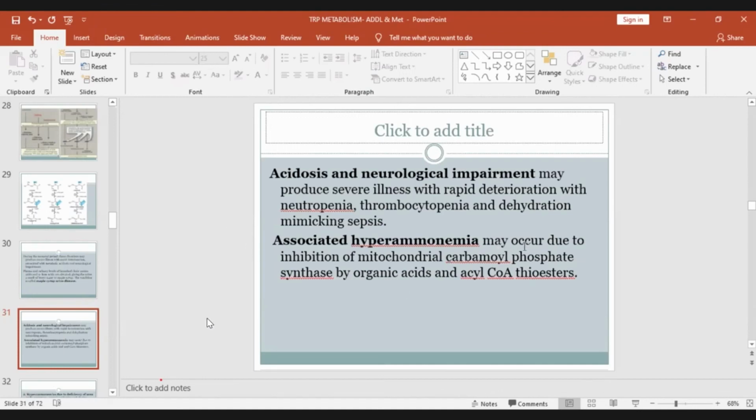Associated hyperammonemia also will be there, and may occur due to inhibition of mitochondrial carbamoyl phosphate synthase by these organic acids. So they act as competitive inhibitors. They are inhibitors, and that's why there can be associated hyperammonemia.